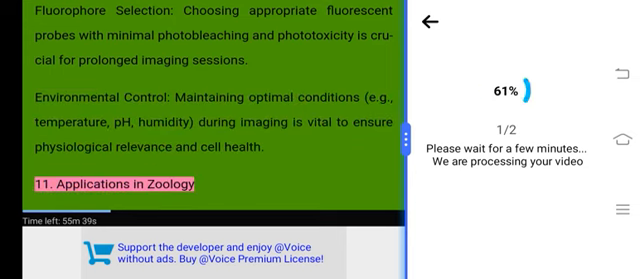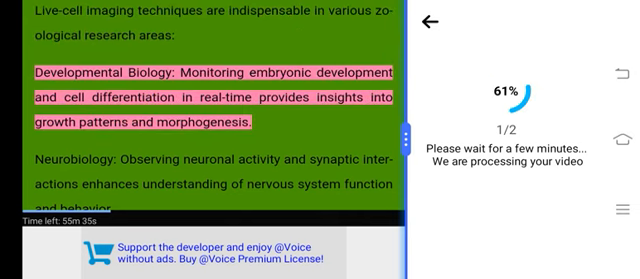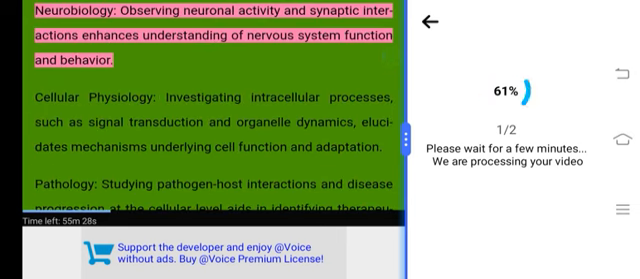11. Applications in zoology. Live cell imaging techniques are indispensable in various zoological research areas. Developmental biology. Monitoring embryonic development and cell differentiation in real time provides insights into growth patterns and morphogenesis. Neurobiology. Observing neuronal activity and synaptic interactions enhances understanding of nervous system function and behavior.